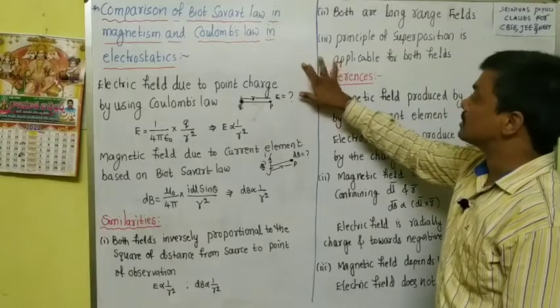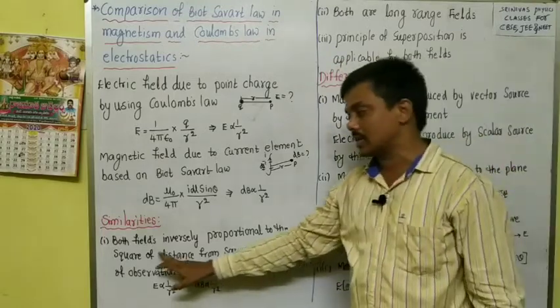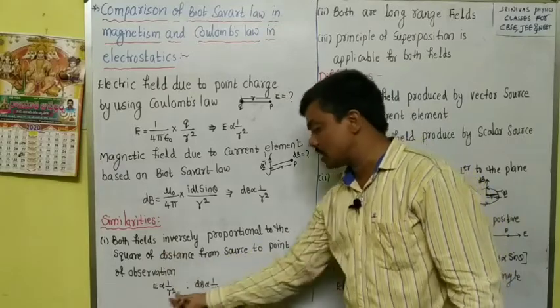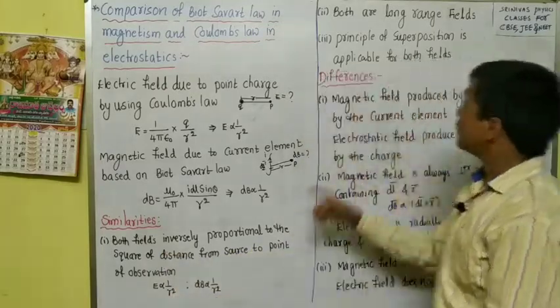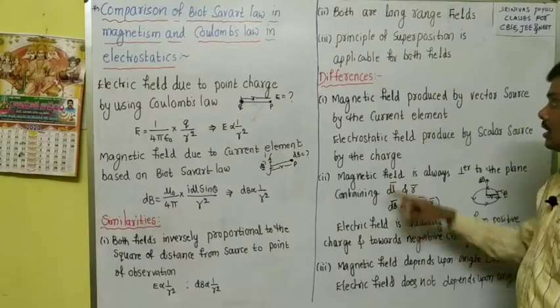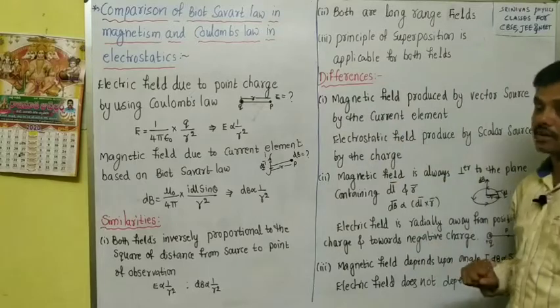And next, these are the similarities. There are three similarities, right? One is that electric field and magnetic field are both inversely proportional to the square of distance. And next, both are long range, and both obey the principle of superposition. Let us go for the differences. What are the differences, right?